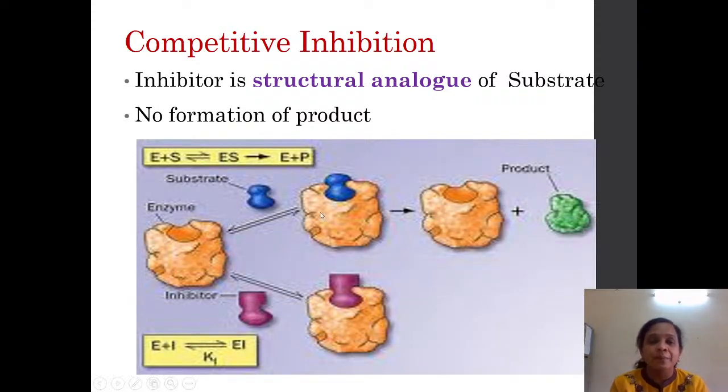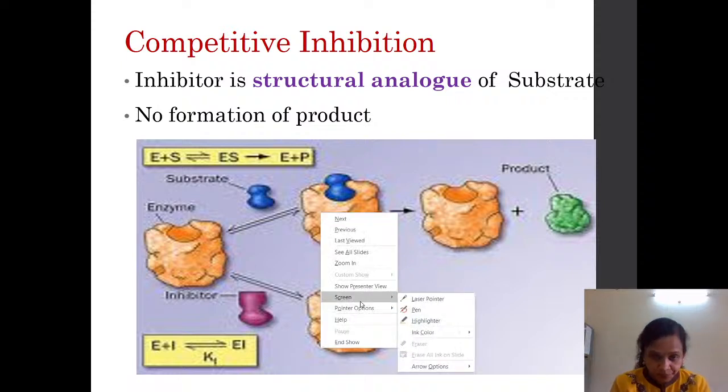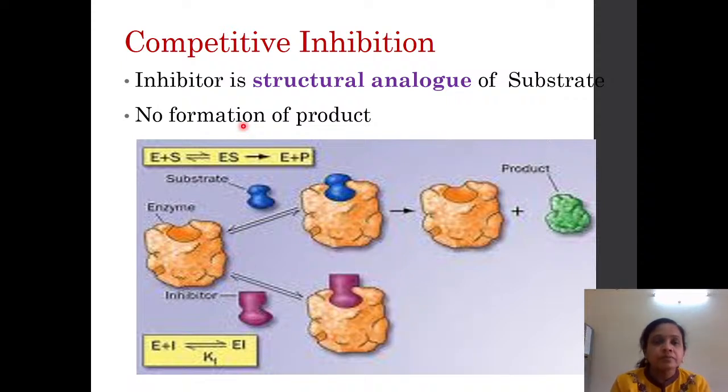This goes in this way. The enzyme and the substrate, normally they should form enzyme substrate complex and they form enzyme and the product. So normally the situation has to go in this way. But when inhibitor is added, enzyme will combine with the inhibitor to form enzyme inhibitor complex.